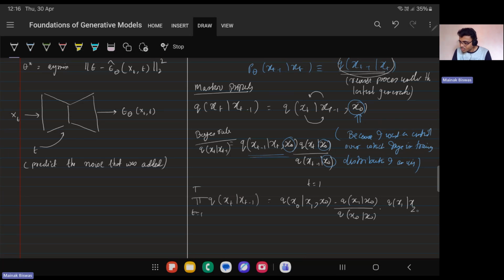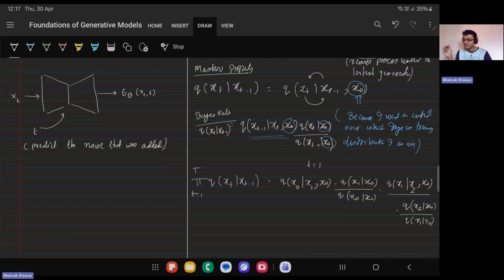Then the next term is x1 given x2 and x0, into q of x2 given x0 by q of x1 given x0, right? All these terms will keep going on forever. You can clearly see this term goes to 1. These two terms are the same because q of x0 given x0 will just cancel out. These two terms will cancel out because once x0 is given, you don't need x1 to determine x0. Similarly, you can cancel out this term and this term. Similarly, all these future terms in the denominator will be cancelled out.